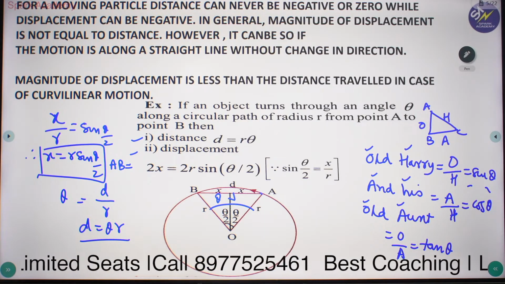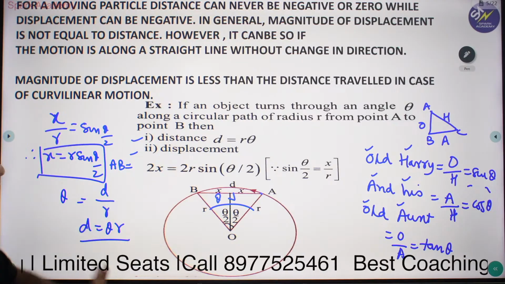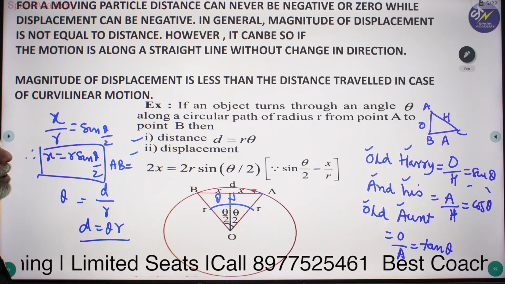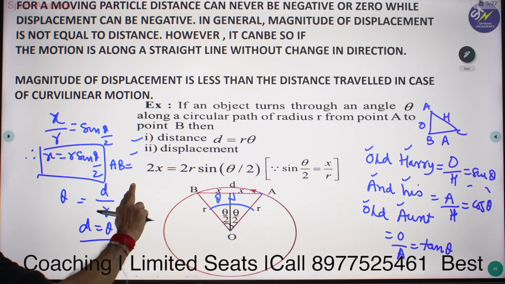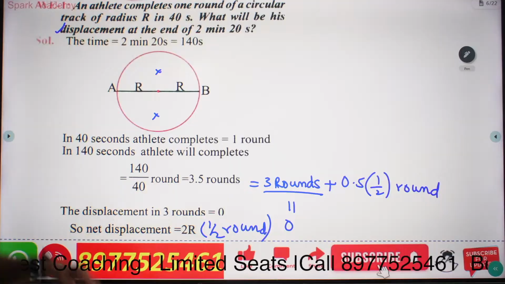So in multiple choice, it can be like this, it can be like this also. Carefully you have to see. So this is one example wherein you have to find out what is distance and what is displacement. Now this is another example.